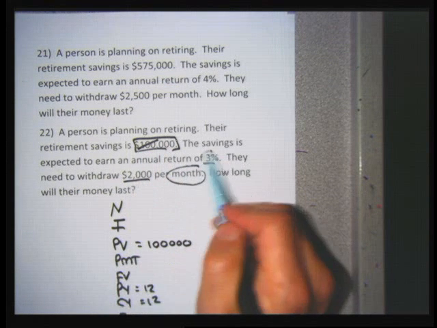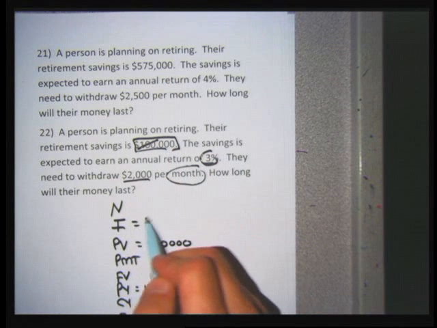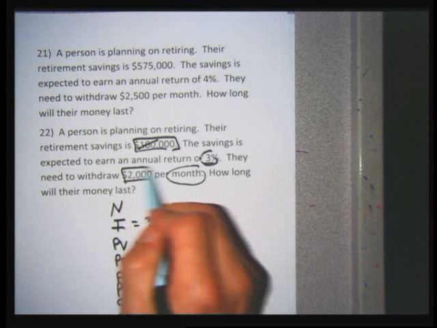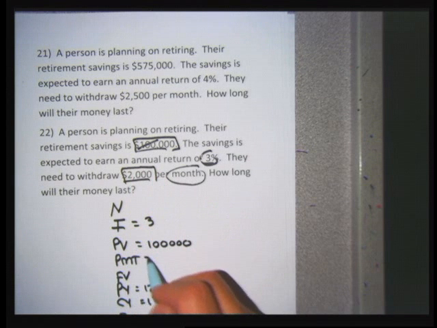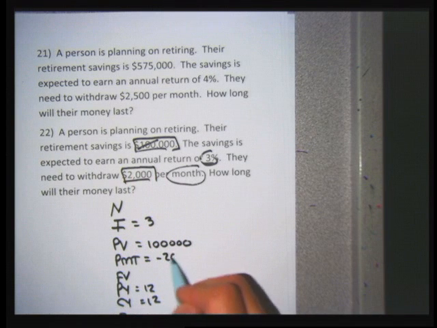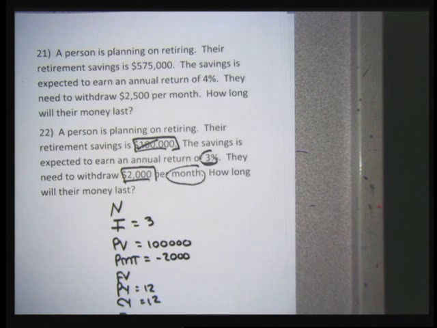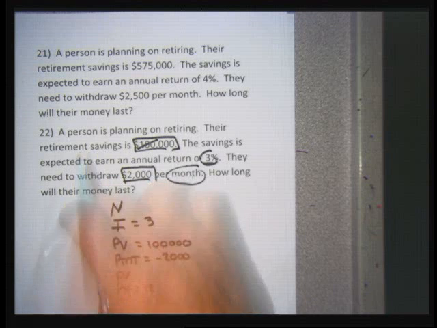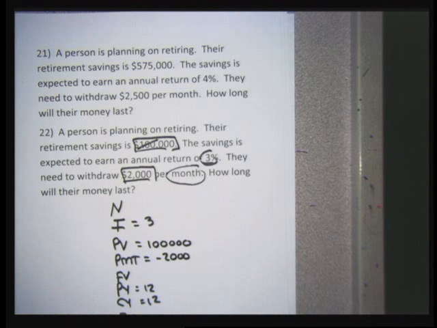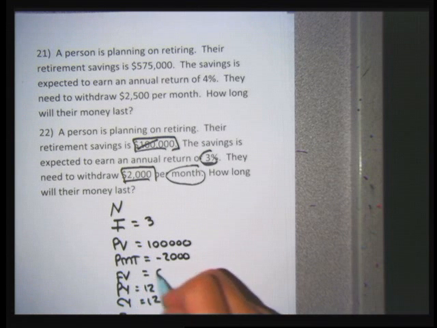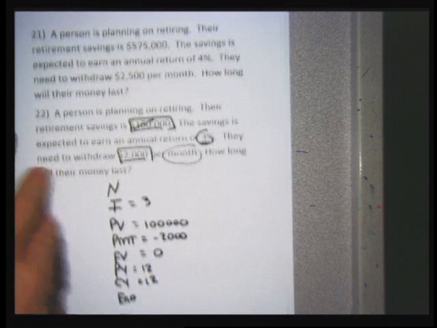The 3% is the interest rate. It goes in as the I. The $2,000 is the amount that they're withdrawing, and payments have to go in as negatives when we're spending our savings. I have two values left, an N and a future value, and I can't put a 0 in for the N. That means my money would last 0 months. That's no good, so my future value is going to be 0. And now I'm going to solve.